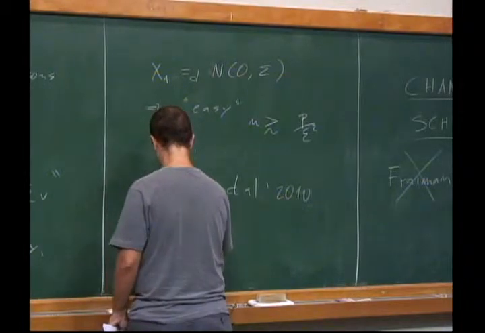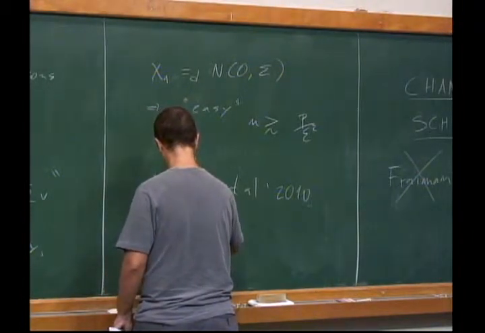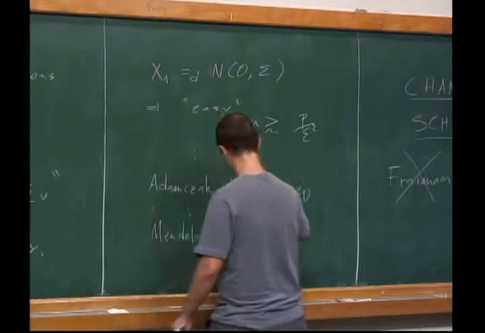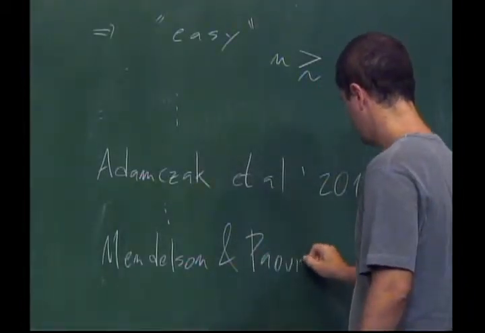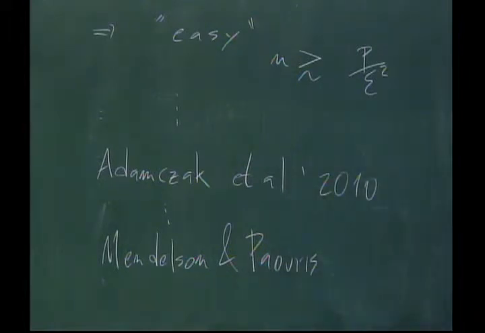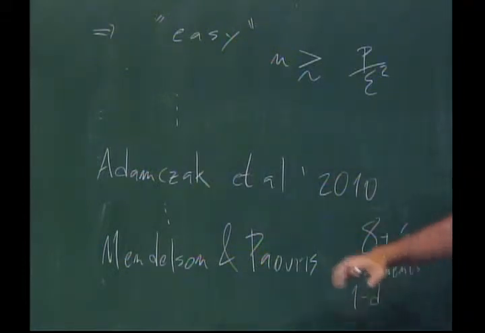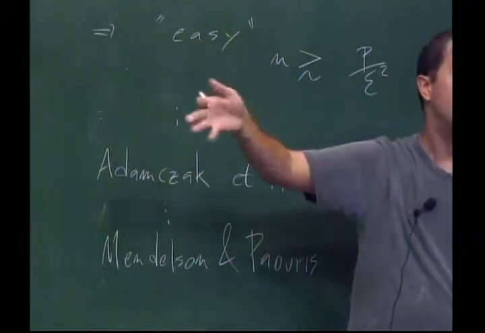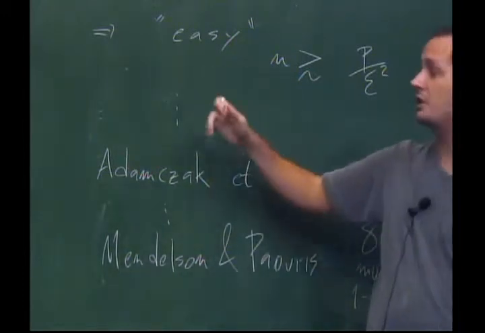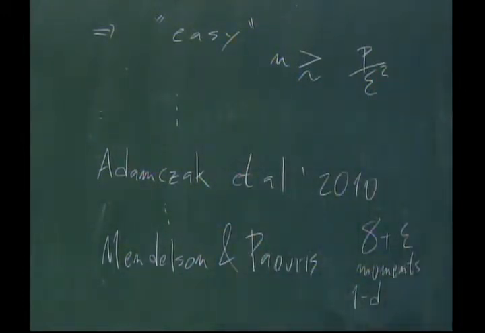And recently, there's this paper by Mendelssohn and Pauris, where they managed to significantly weaken the assumptions under which you get results like this. And essentially, you need 8 plus epsilon moments on the 1D marginals of these vectors. So meaning, if you take such a vector and you look at a one-dimensional projection, you want that one-dimensional projection to have 8 plus epsilon moments. They're somehow uniformly bounded, no matter which direction you pick.